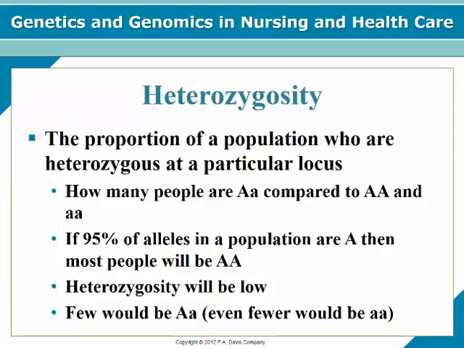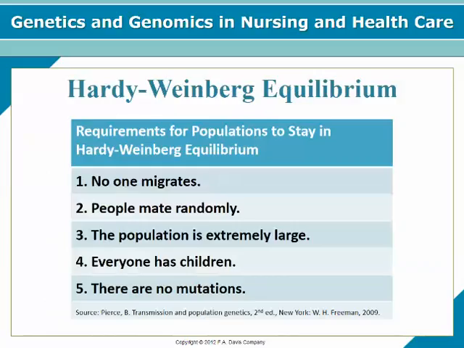Hardy-Weinberg equilibrium is really one of the concepts that I think is really interesting about genetics. It's a mathematical approach to looking at the characteristics of a population. So this focuses on how allele frequencies would remain the same if certain requirements are met. So in order for Hardy-Weinberg to actually work or to be accurate, these requirements on this slide would have to be true.